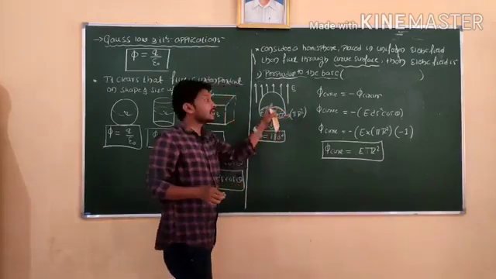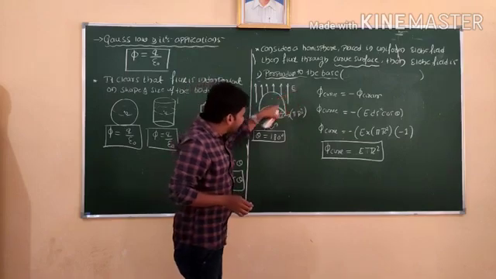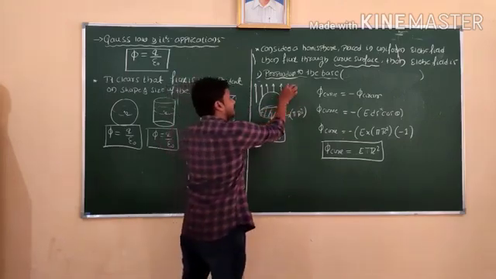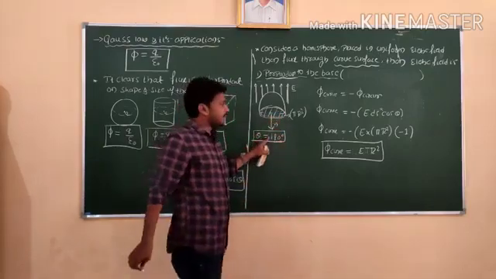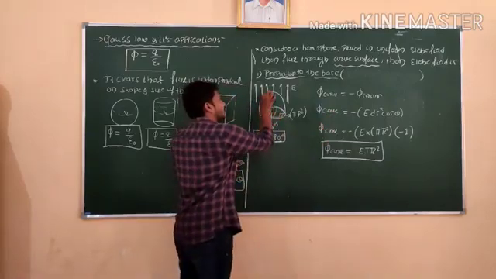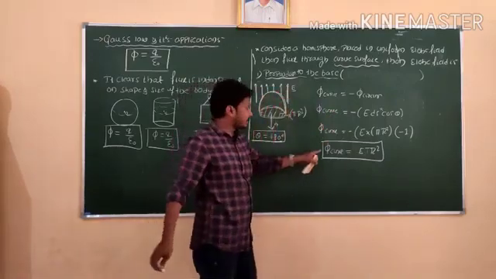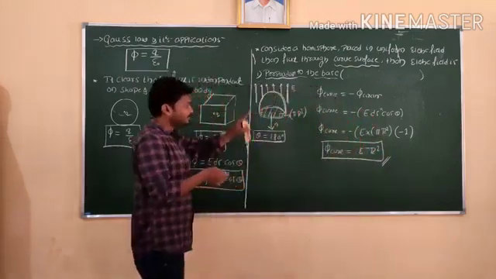Electric field lines are parallel to the base, which means what is the angle between the electric field line and the normal line? That angle is 180 degrees. If I substitute that value, I get the flux through the curved surface, which is equal to E into pi r square here.